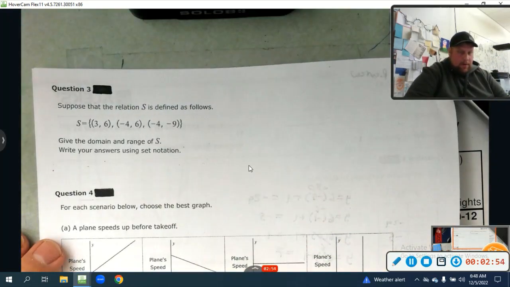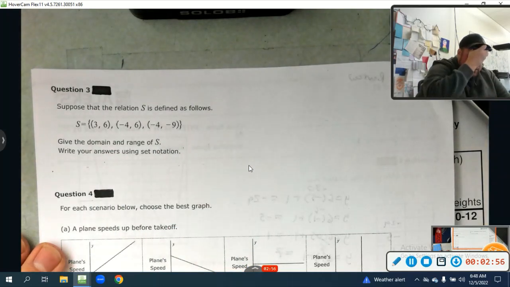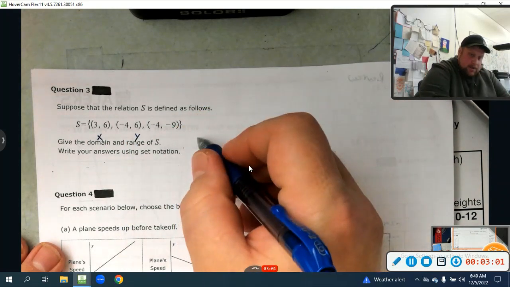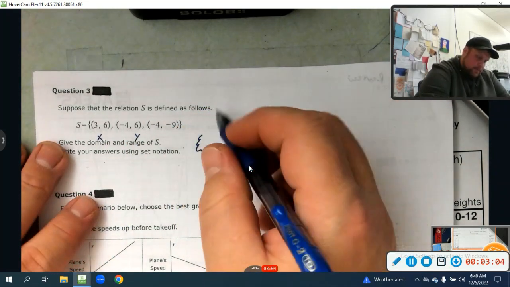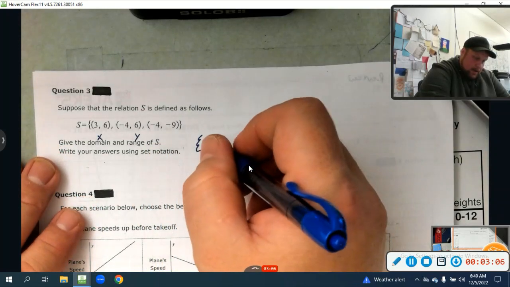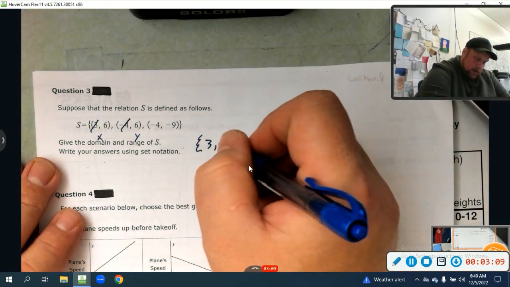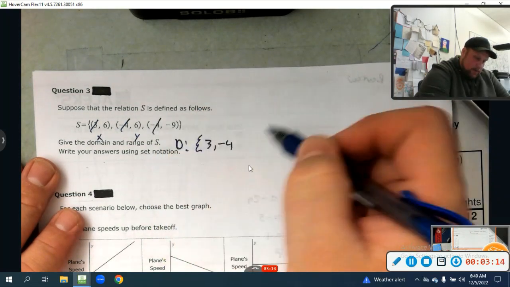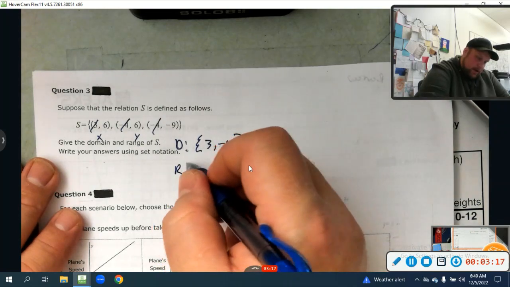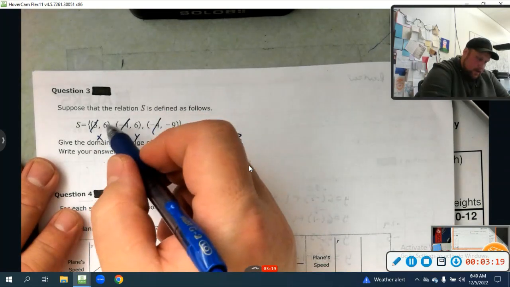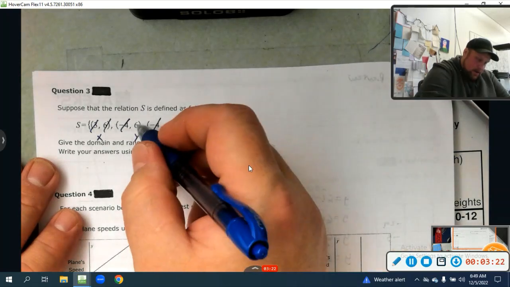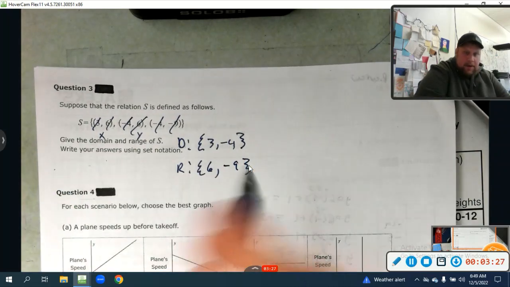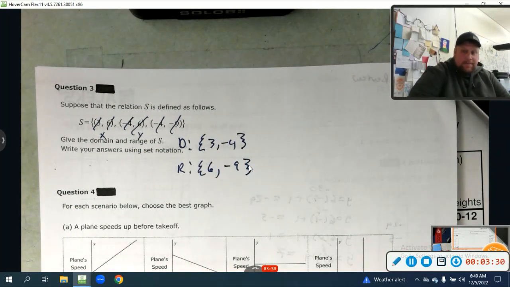Okay, whenever I do domain and range, remember, domain is x, range is y. Set notation just means use the set button. Okay, and let's do all my x. I have 3, negative 4. Oh, this is domain, by the way. 3, negative 4. Negative 4 is the same. We don't do repeats. Range. Set is 6. You don't need to put 6 again. And then last is negative 9. Boom. That's my domain and range. That's it.